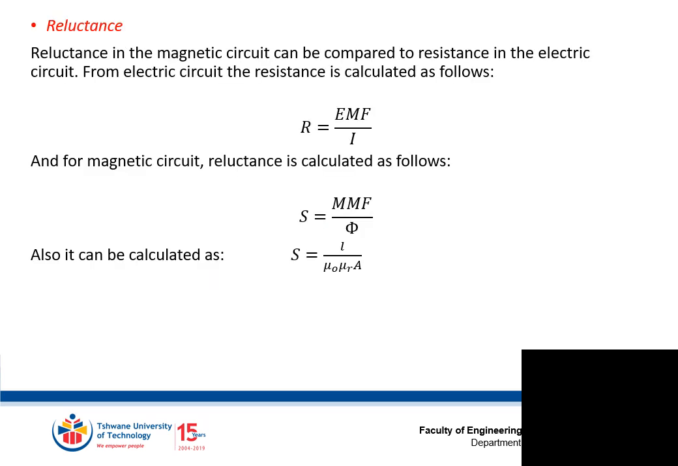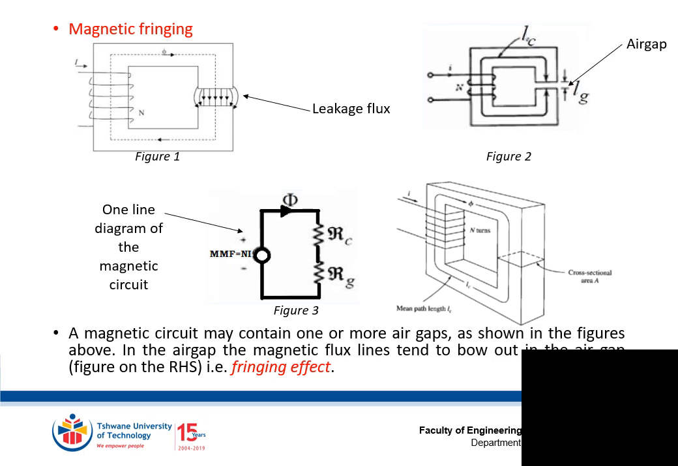Reluctance. Reluctance in the magnetic circuit can be compared to resistance in an electric circuit. From an electric circuit, the resistance is calculated as follows: R is equal to the EMF divided by the current. So for a magnetic circuit, the reluctance can be calculated as follows: S equals the MMF divided by Φ, which is the flux. Also, it can be calculated as S equals the length divided by the permeability of free space times relative permeability times the area.